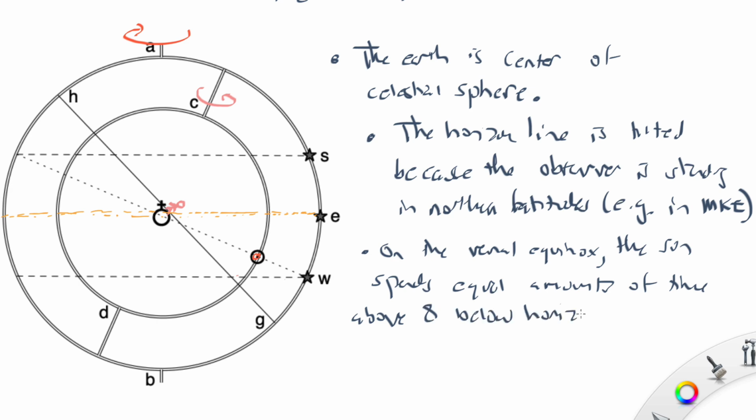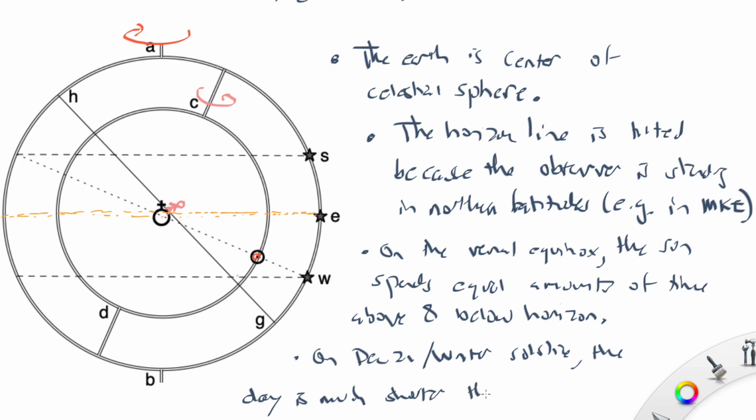In other words, there's an equal length day and night for someone standing in Milwaukee on this particular day of the year. Whereas on the winter solstice, on let's say December 21, the day is much shorter than the night. That is, the sun is above the horizon for much less time. So notice that this line segment here is much less than this line segment over here. So that's daylight. And here's the daylight on the vernal equinox.